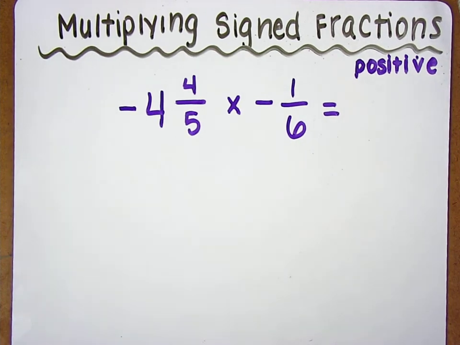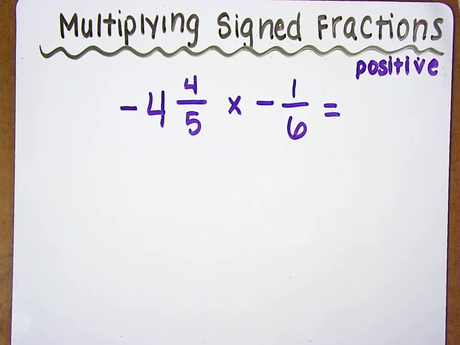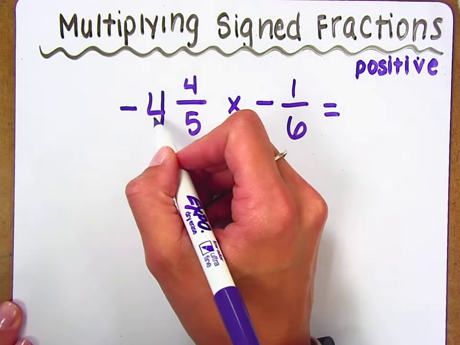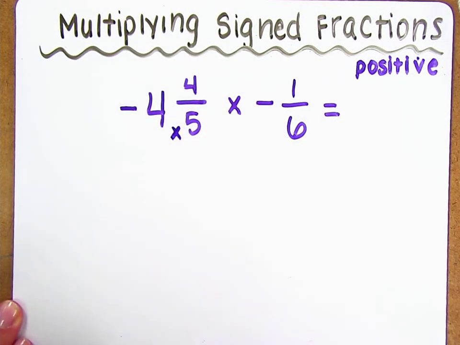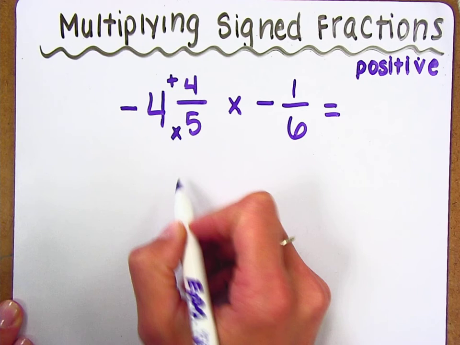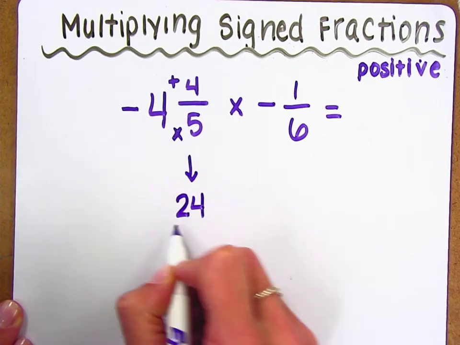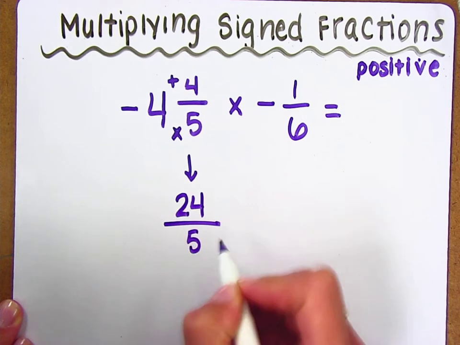What's different about this problem is now we have a mixed number. Anytime we have a mixed number and we are multiplying, we need to change that mixed number to an improper fraction first. In order to do so, I'm simply going to multiply my whole number by the denominator and add the numerator. 4 times 5 is 20, plus 4 is 24, and my denominator stays the same.